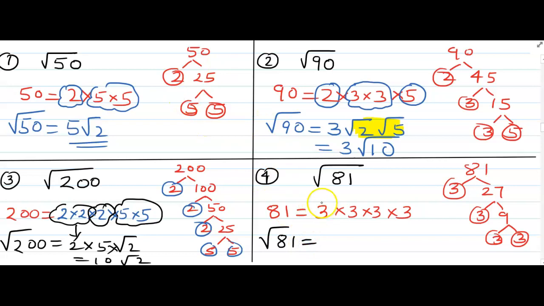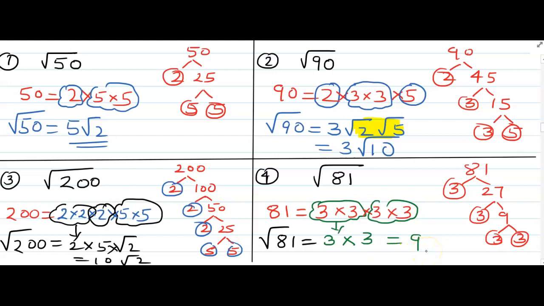Same thing. They are in pair. Write down 1 time. They are in pair. Write down 1 time and you can put multiplication sign in between. So 3 times 3 is 9 and we know a square root of 81 is 9.